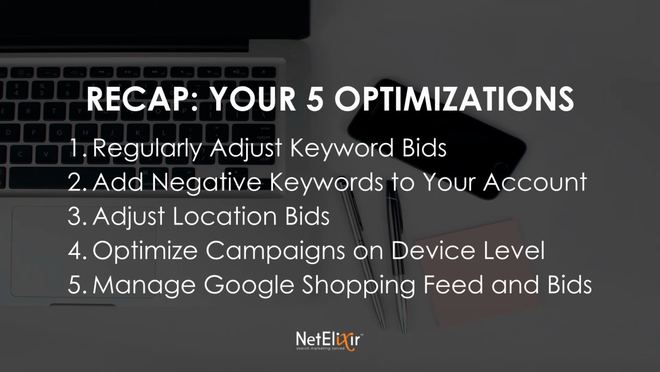Sam talked about adjusting location bids and using the data Google gives you here. Make the changes and focus on your best locations and limit costs on your worst ones. Next was optimizing campaigns on a device level. With mobile's use skyrocketing, don't treat all devices equally. You can make or break your account based on this optimization. And last, managing your Google Shopping feed and bids. Google Shopping needs constant TLC too.